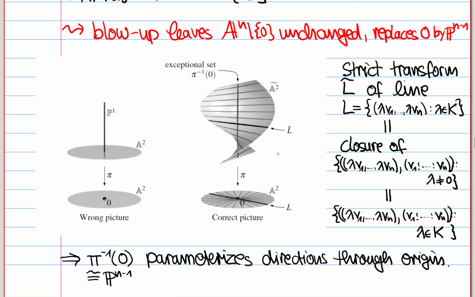And so this was the example of blowing up affine space in the origin. And we're going to see this is not just a very special example, but in fact, many blowups can be reduced to this case. And this we're going to see in some of the next videos.